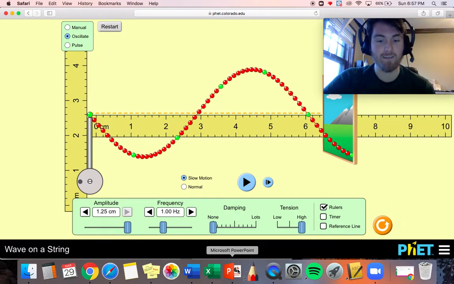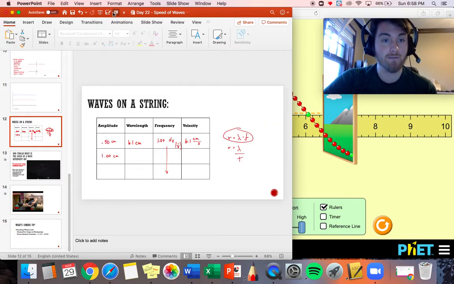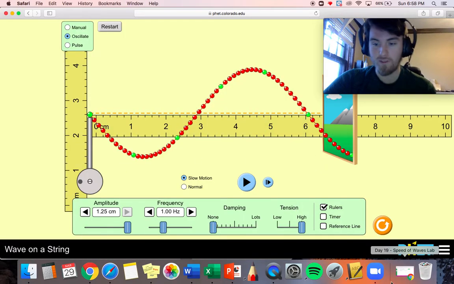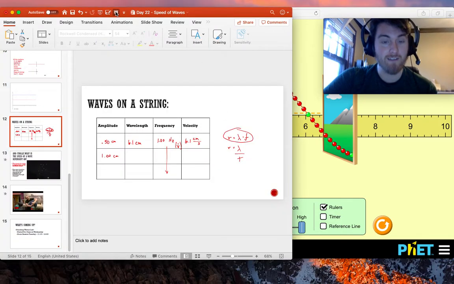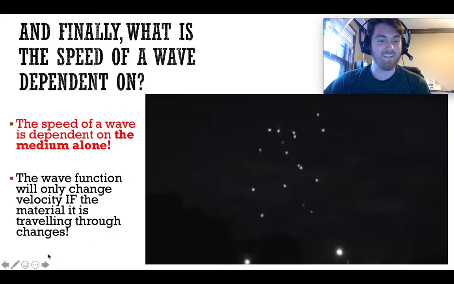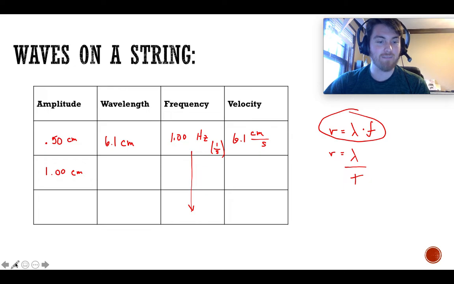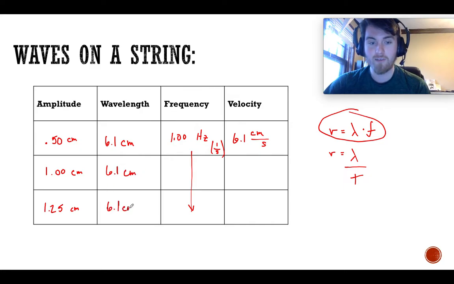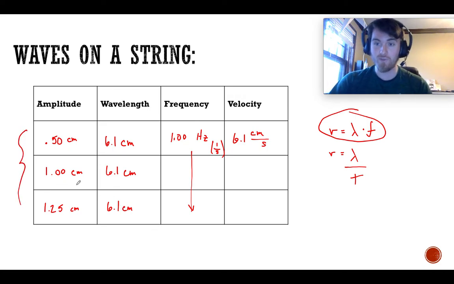I want you to think about what we're figuring out: it doesn't matter. Wait, what was my amplitude? 1.25. Okay. It does not matter exactly what amplitude I have, 1.00 centimeters or 1.25 centimeters, every single time my wavelength was 6.1 centimeters. It did not matter how much energy I put through on this wave. The amplitude is the energy. If I change the amplitude, I'm changing the amount of energy, but if you notice, my frequency stayed the same.